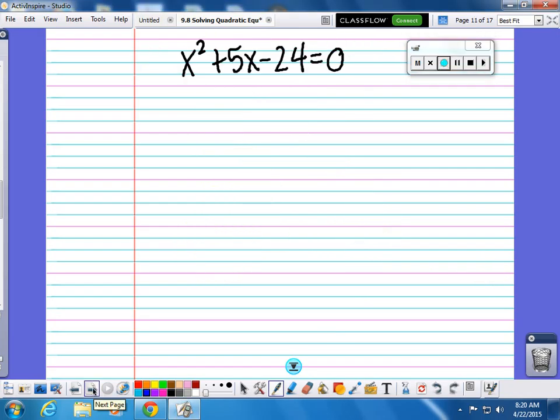Alright. Now we're just going to practice. This is a quadratic trinomial. Does it have a greatest common factor? No. Is it a perfect square trinomial? No. Alright, so what will we have to do? Trial and error. Alright, so factor with trial and error. Alright, here you go.